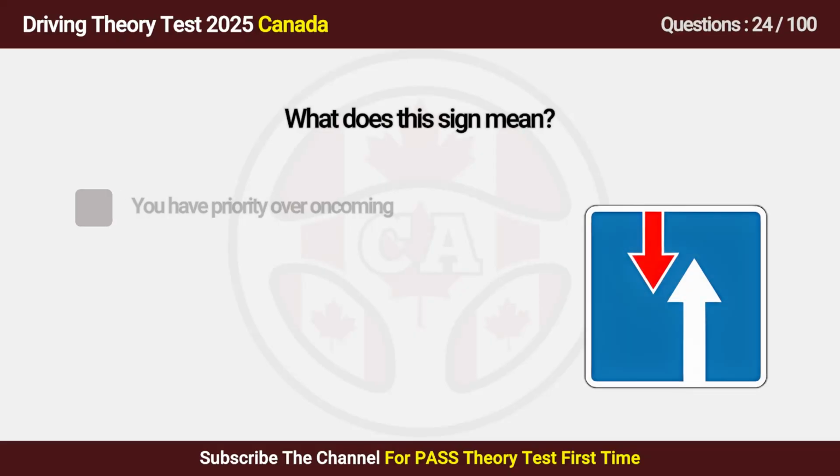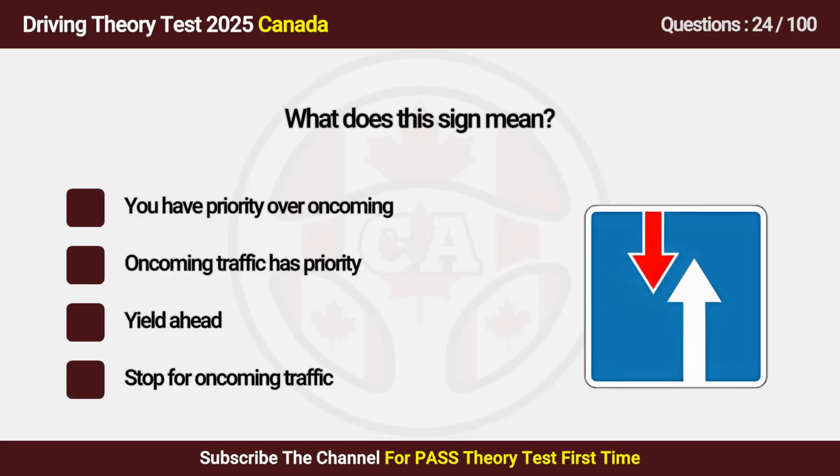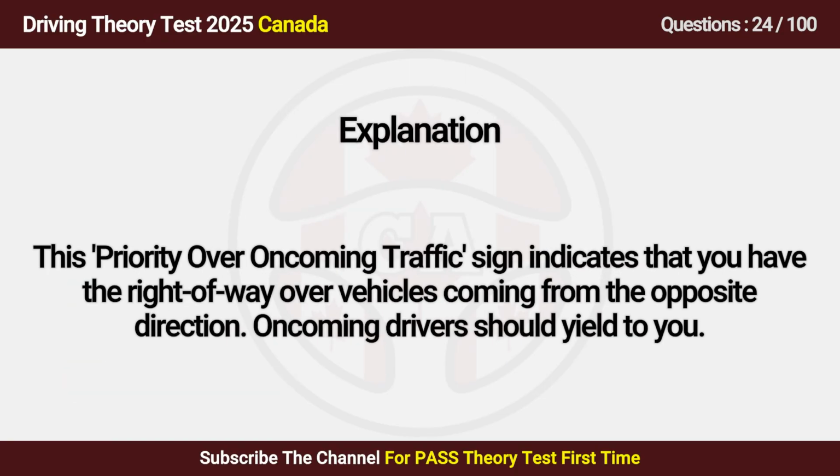Question 24. What does this sign mean? A. You have priority over oncoming. B. Oncoming traffic has priority. C. Yield ahead. D. Stop for oncoming traffic. Answer is A. You have priority over oncoming. This priority over oncoming traffic sign indicates that you have priority over vehicles coming from the opposite direction. Oncoming drivers should yield to you.